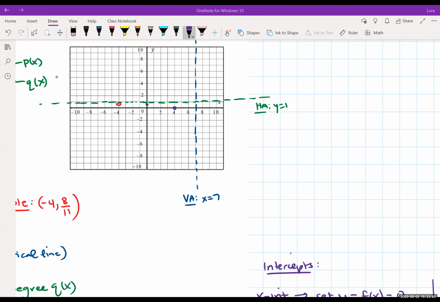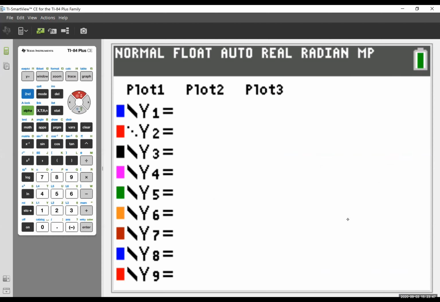And let's see. Let's have you guys open the screen now. There we go. So I always like to enter my original function in, just so I can see the presence of the hole if there was one. And I'm pretty sure we have it, but I want to verify this with you.